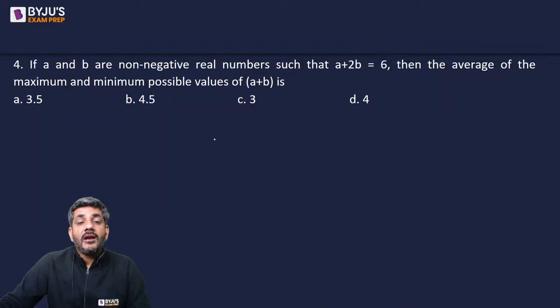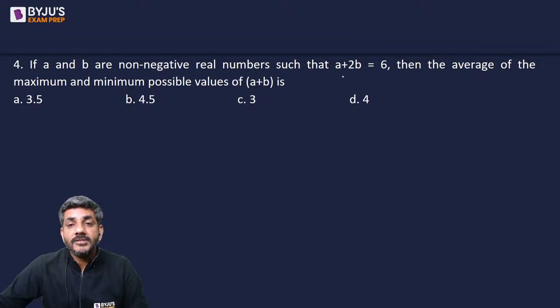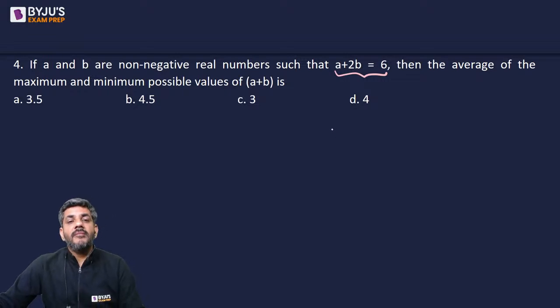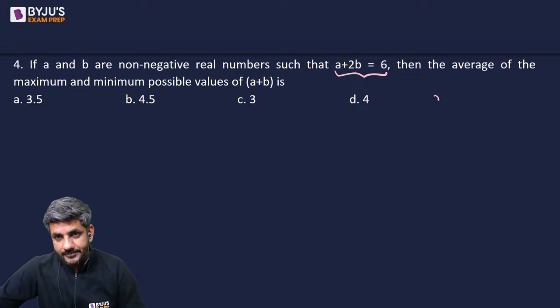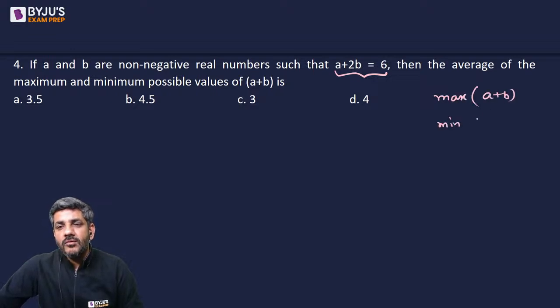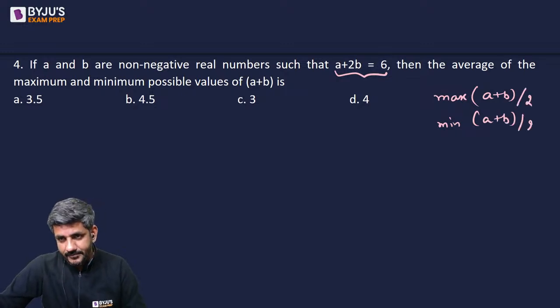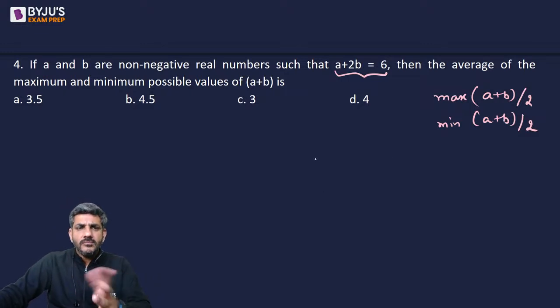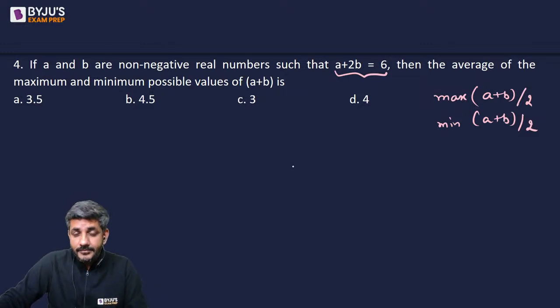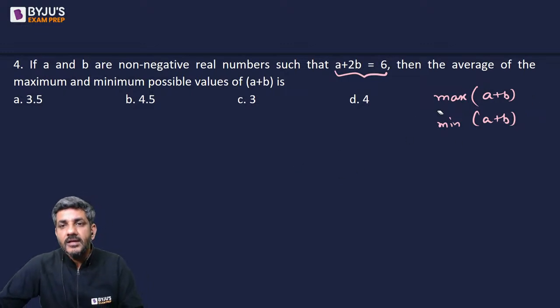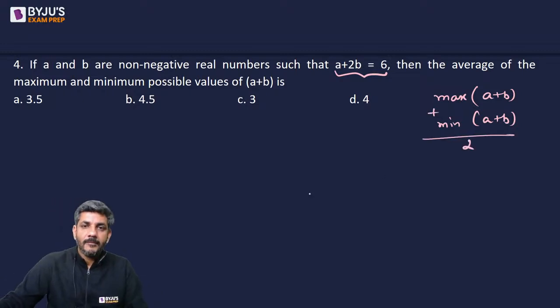If a and b are non-negative real numbers such that a plus 2b is equal to 6, then the average of maximum and minimum possible value of a plus b. I have to maximize a plus b and I have to minimize a plus b. Their average has to be found. Average means a plus b by 2 and a plus b by 2. Now, नहीं सॉरी, एवरेज ऑफ मैक्सिमम मिनिमम ही पूछा है, इन दोनों का एवरेज हम लोगों को चाहिए, दैट मींस देयर सम डिवाइडेड बाय 2, दैट्स व्हाट द क्वेश्चन इज आस्किंग.